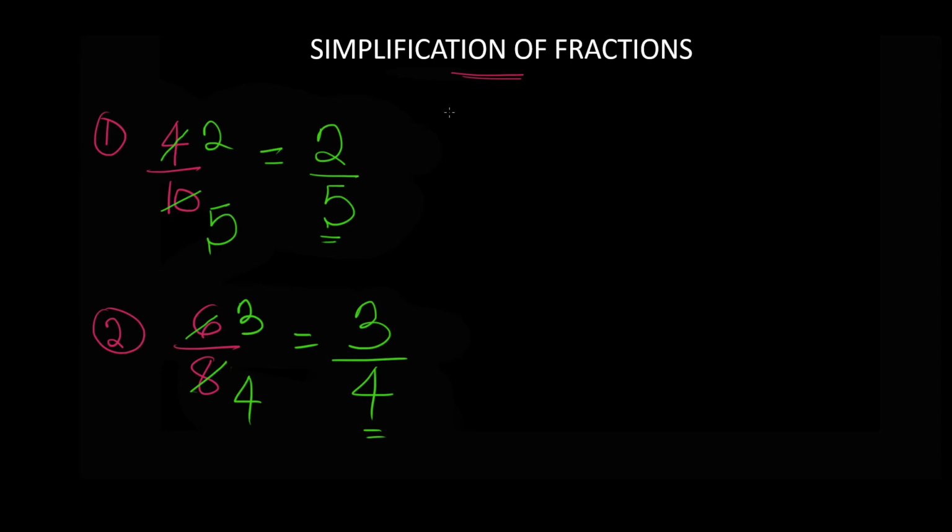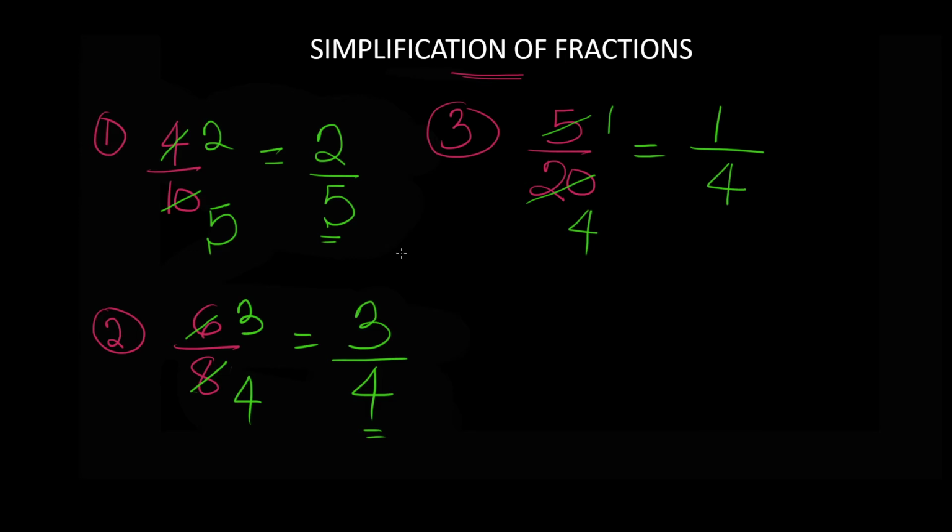Let us look at another example. 5/20. In this case, you realize that 5 can go in 5 and can also go in 20. So that means I would say 5 in 5 is 1 time. 5 in 20 is 4 times. So this is easy. This is 1/4.